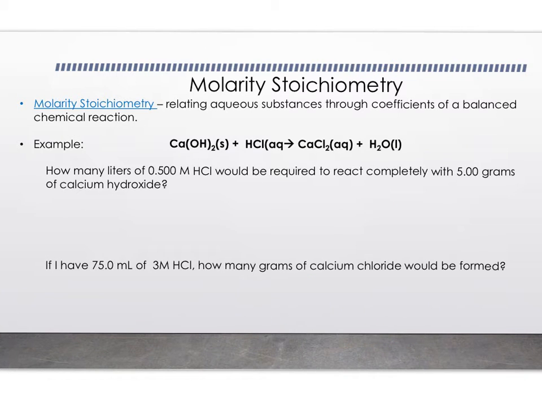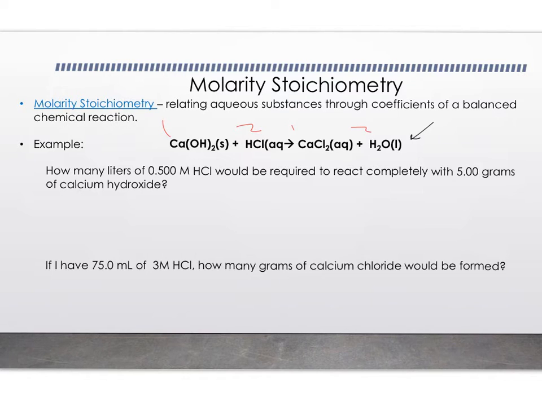If a reaction happens in solution, we can use the molarity equation to help us relate aqueous substances to their coefficients by using a balanced chemical reaction. For these examples, everything is going to be based on calcium hydroxide reacting with hydrochloric acid to produce calcium chloride and water. Balancing the equation, which you should also already know how to do, we have a 1 to 2 ratio.